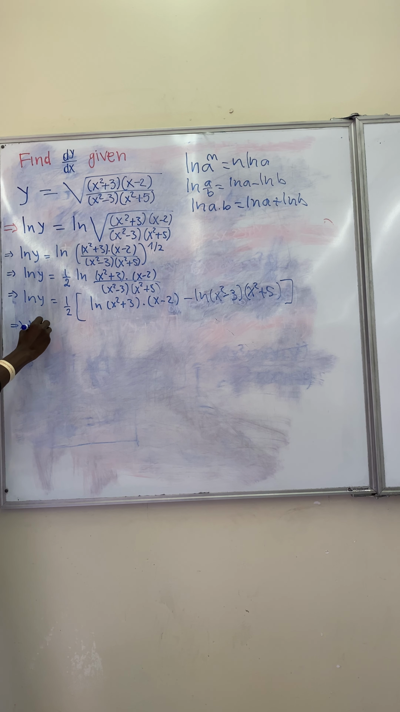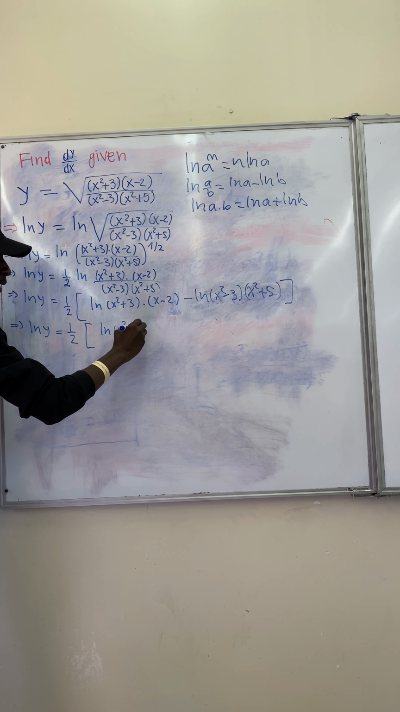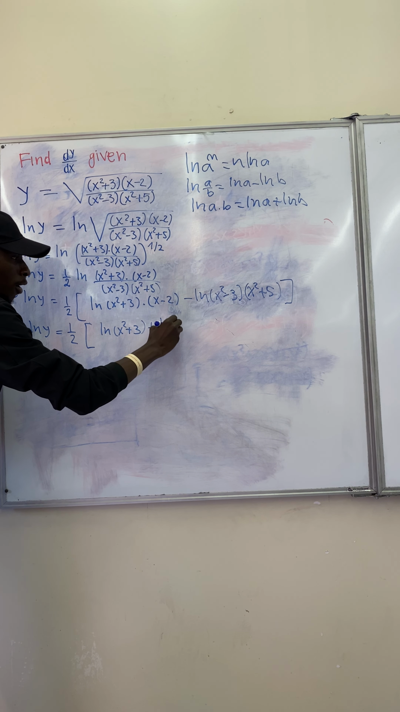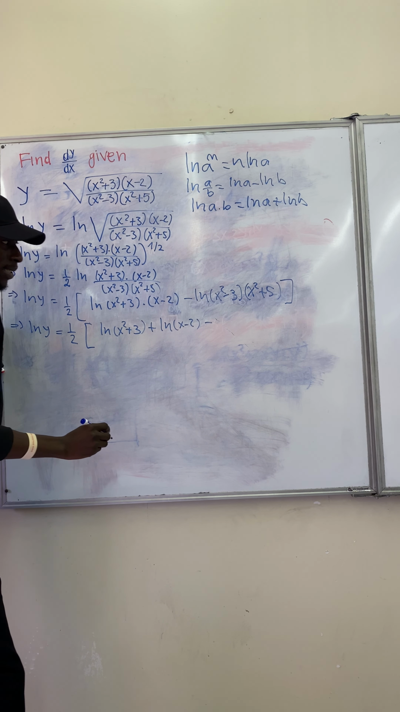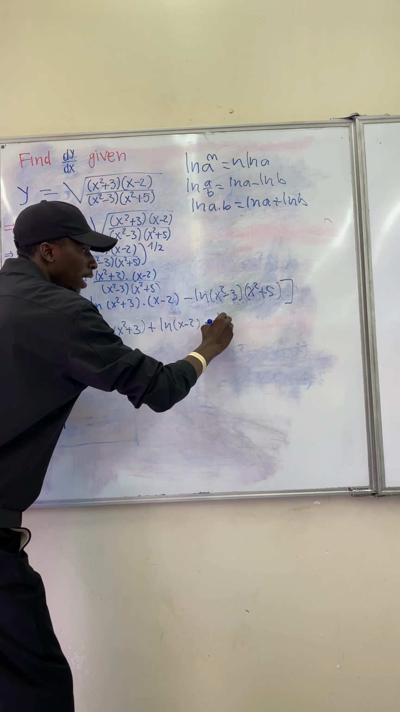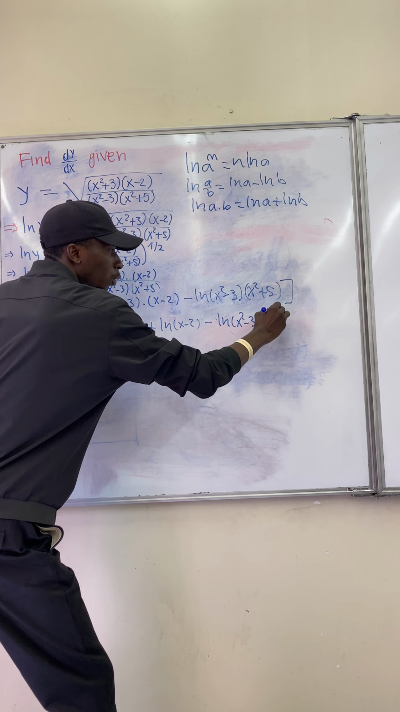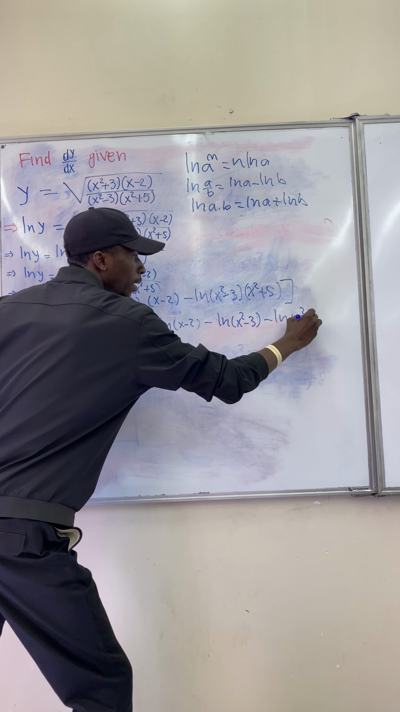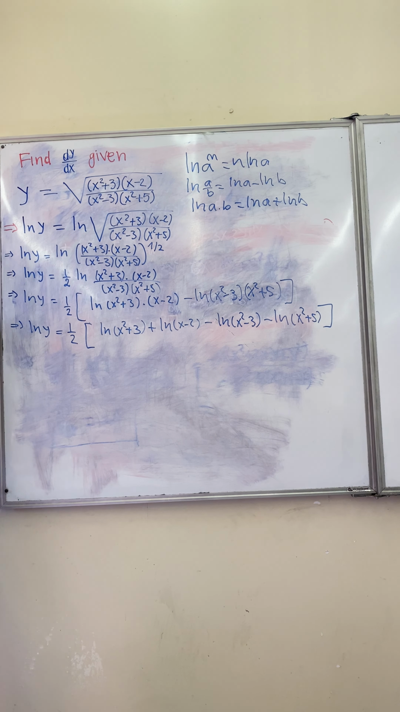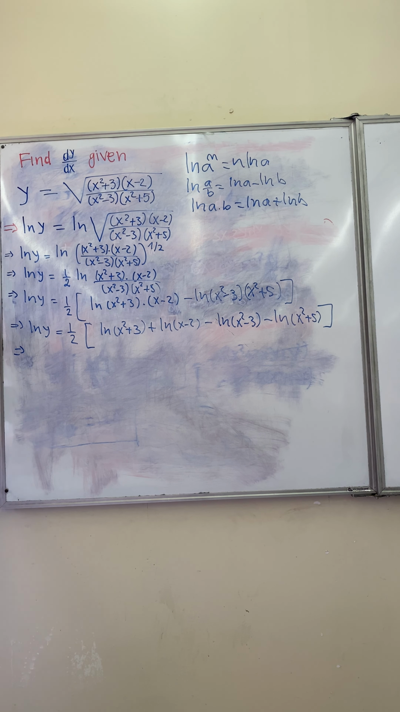So we're going to keep ln of y, and then we're going to have 1 over 2, and then we have ln of (x squared plus 3) plus again ln of (x minus 2), minus. Now guys, be careful, this minus belongs to this bracket and that one. So we're going to have ln of what? ln of (x squared minus 3), plus, since minus times minus is plus, and also ln of (x squared plus 5)? No: we keep it negative, so this is negative.